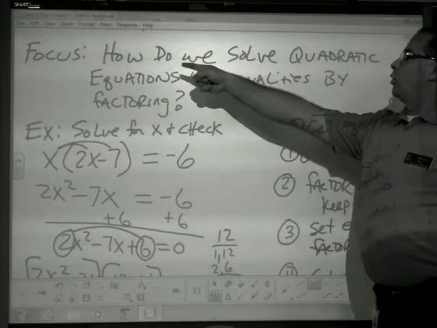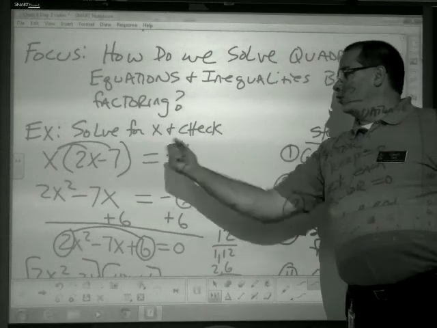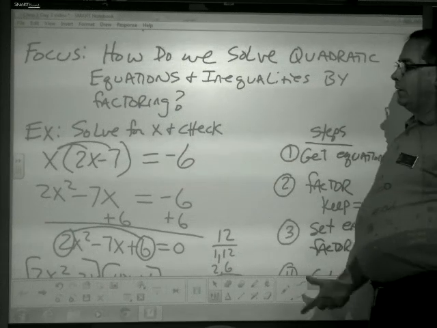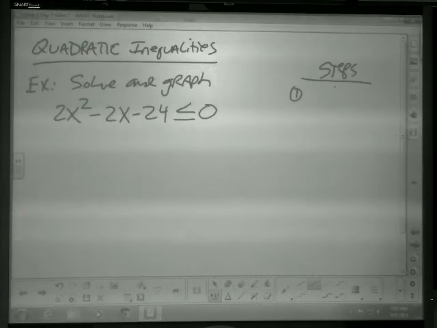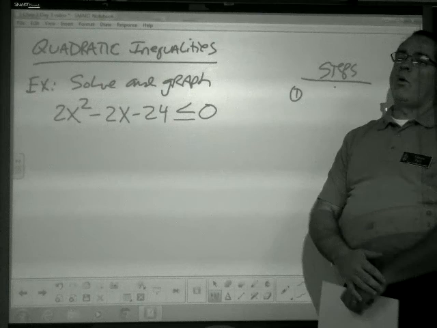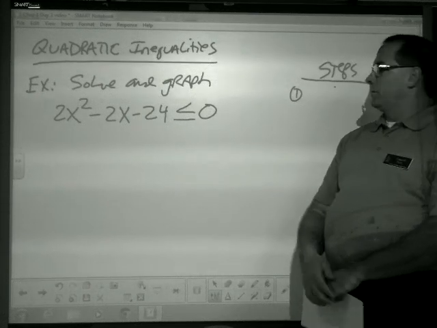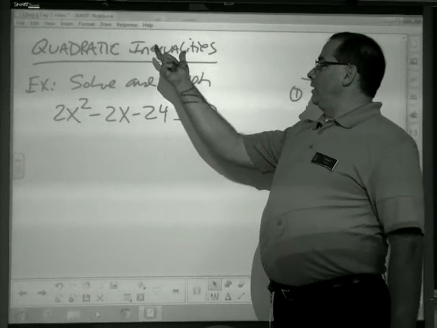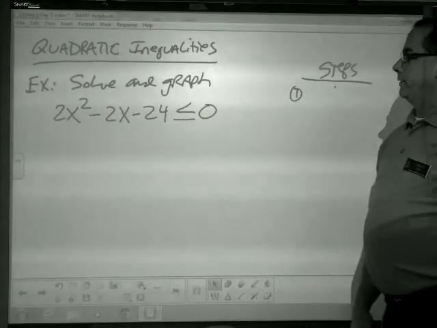Well, that is solving quadratic equations because there's an equal sign. Same process used in Algebra 1. Now, quadratic inequalities is what we're going to look at next. So, solve and graph. Inequalities, we graph on a number line. Okay?